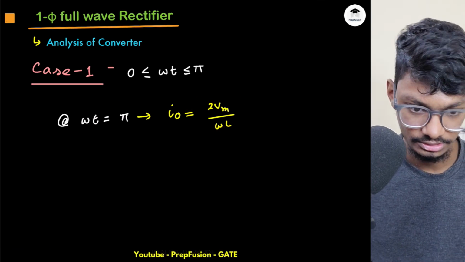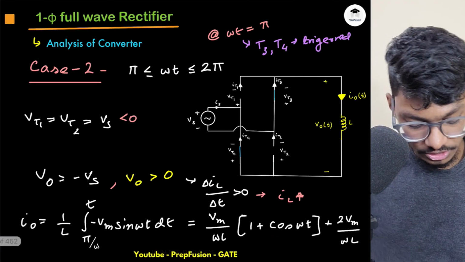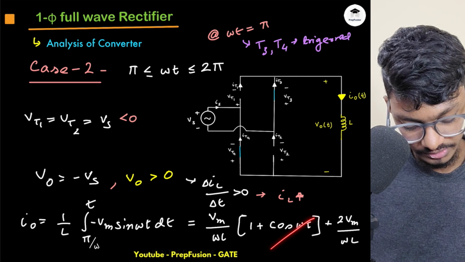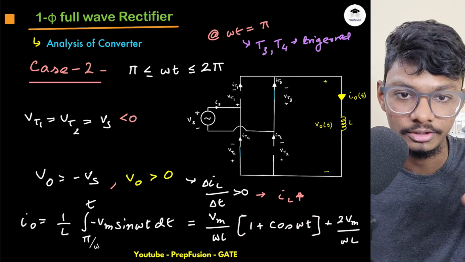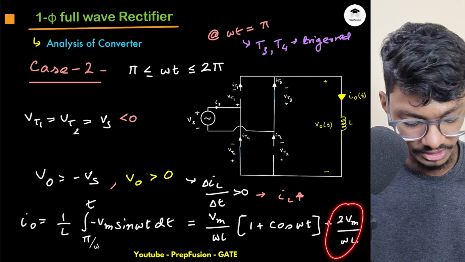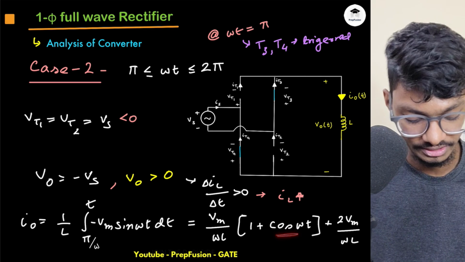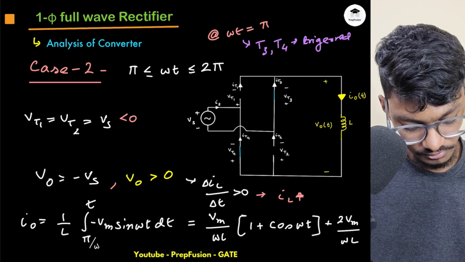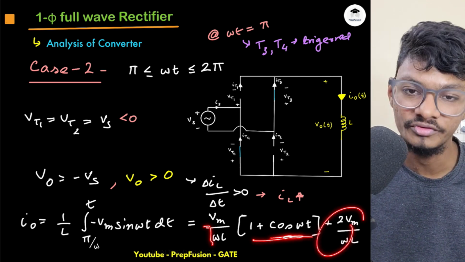This integration I did a bit of a mistake on my behalf. This should actually be plus. If I put omega t equals pi, this becomes 0, so I need to add the initial condition. What was the initial current? At omega t equals pi, it was 2 Vm upon omega L. So this will be the initial current. Now everything is perfect. If I put 2 pi here, this will simply be 1, so 1 plus 1: 2 Vm upon omega L and 2 Vm upon omega L.